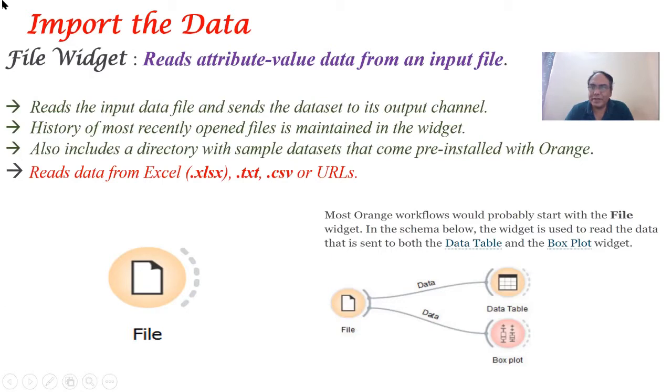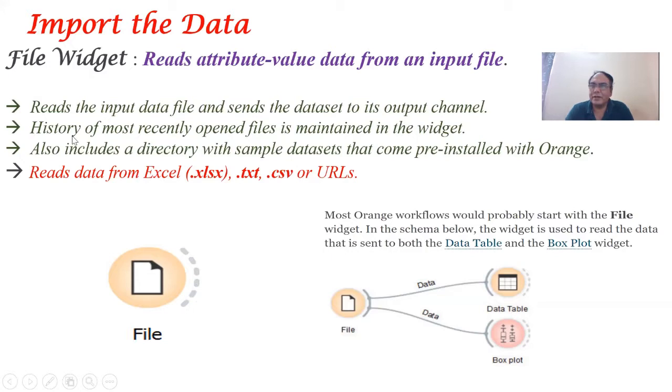So what is this icon doing? This icon reads the input file and sends the data set to the output channel. So you can see that every icon has two channels, input channel and output channel. Like in this case, in Box Plot, you can see that this is the input channel and the dotted curve is the output channel. Similarly, in File, only the output channel is there. There is no input channel. Basically, this file becomes the input for different icons. So it reads the input data and sends the data set to its output channel.